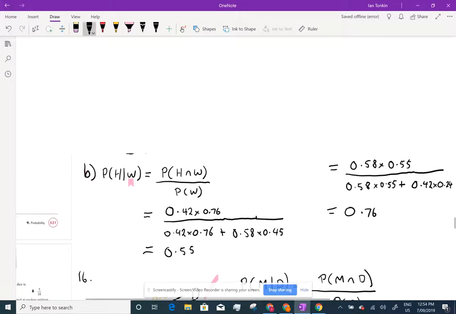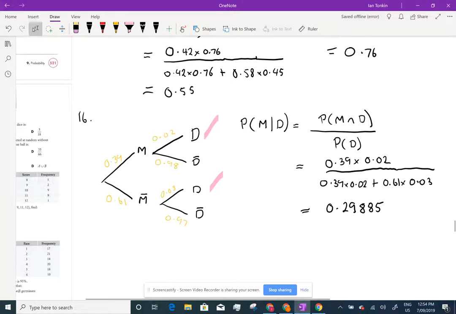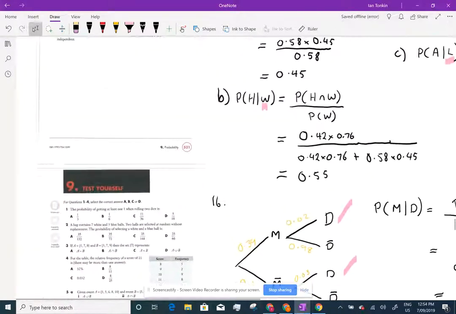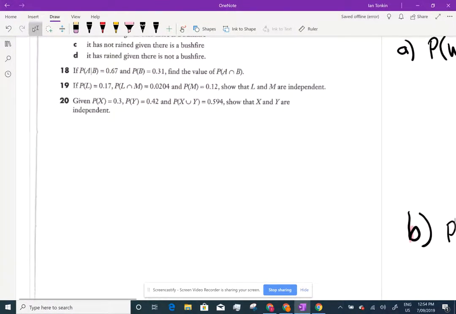So questions 15 and 16 are difficult. So is 17, but once you learn that methodology, you'll be all right. I just want to have a look at these ones. Question 19, 18 and 19 are very easy. And 20. I'm going to do 19. It's a really easy one.